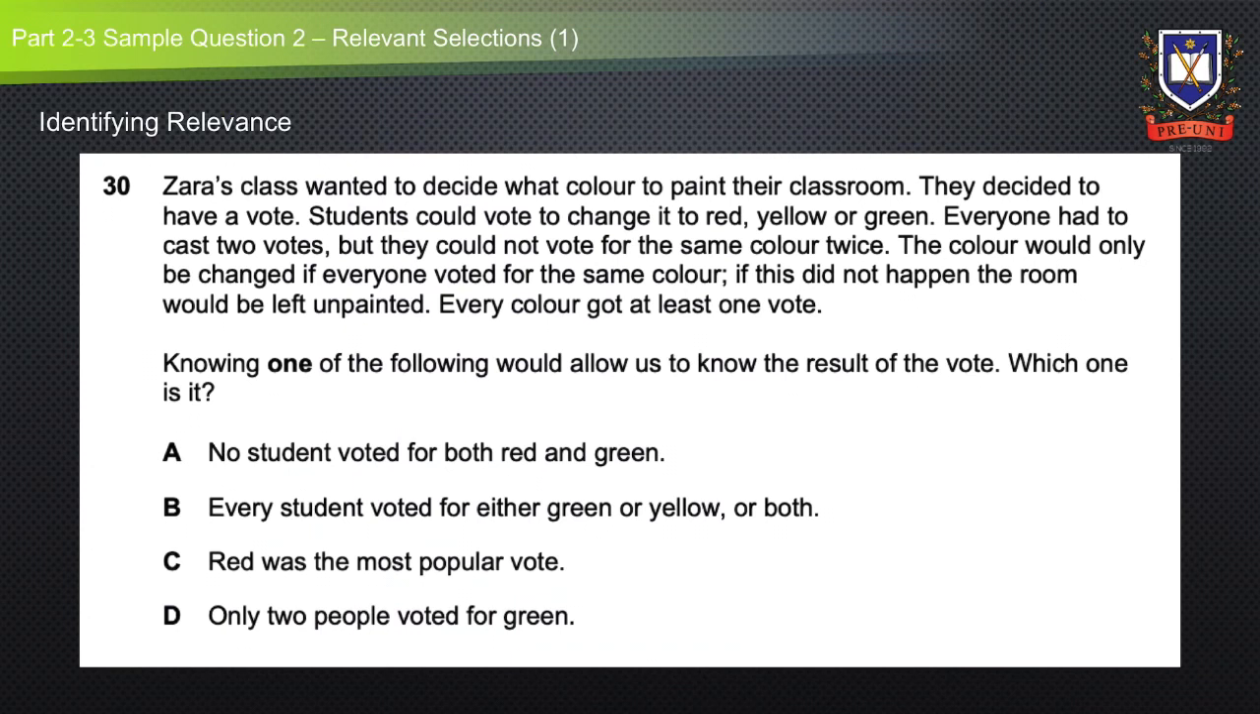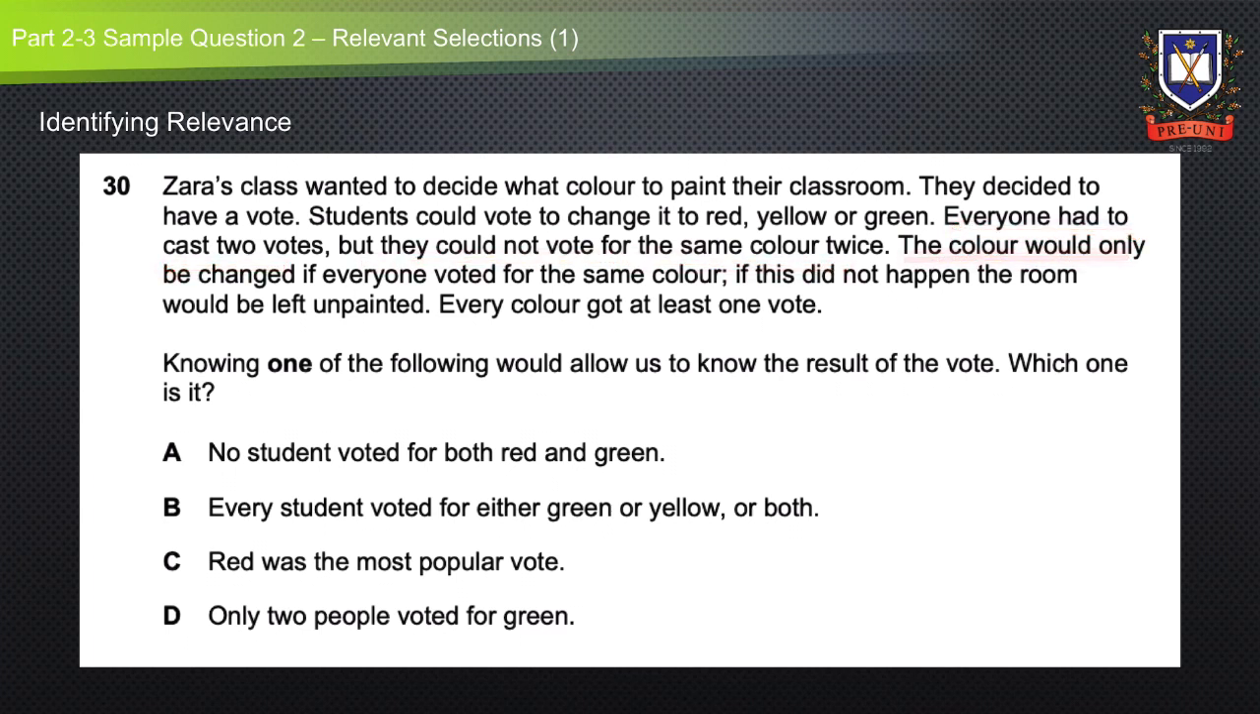Let's look at this example of an identifying relevant question from the OC sample thinking skills exam. Zara's class wanted to decide what color to paint their classroom. They decided to have a vote. Students could vote to change it to red, yellow, or green. Everyone had to cast 2 votes, but they could not vote for the same color twice.